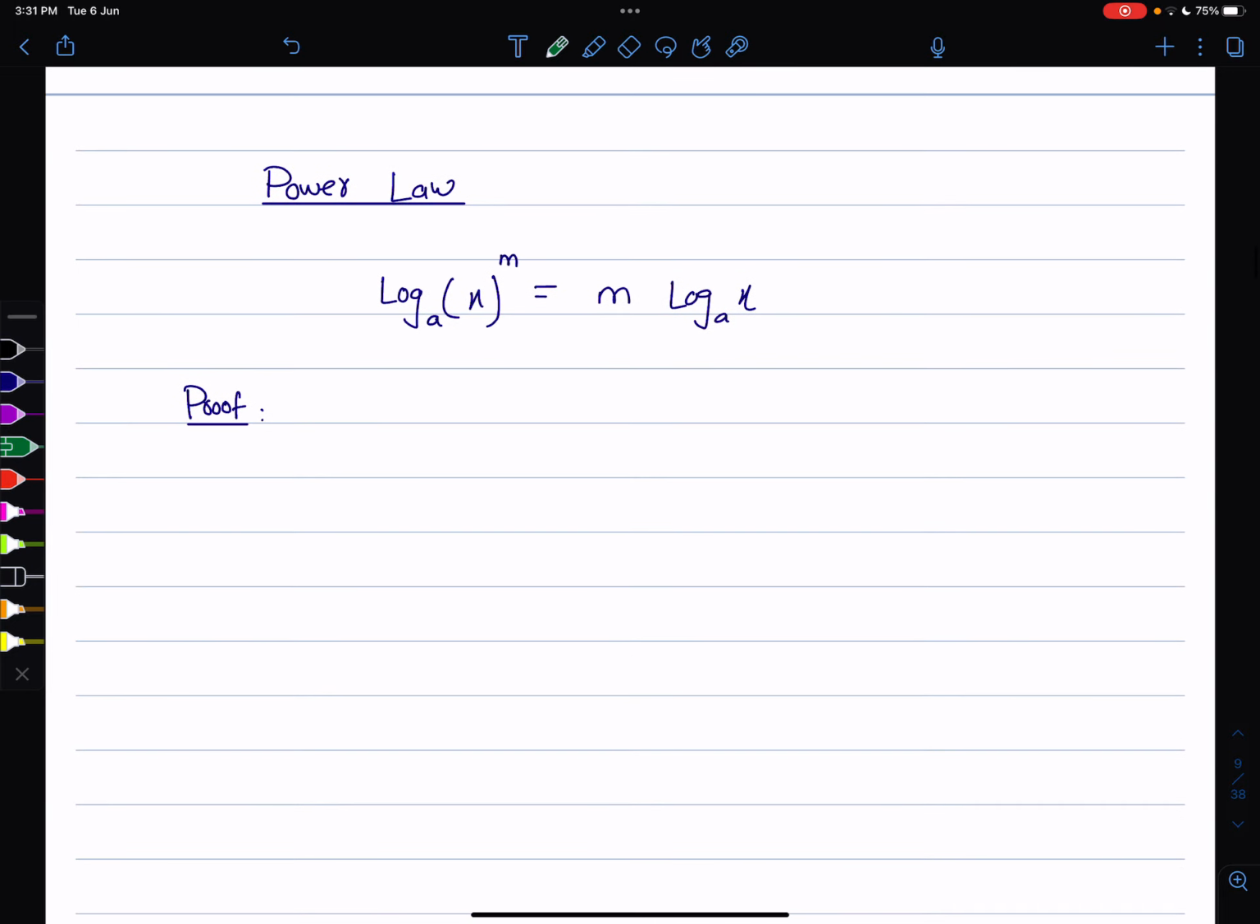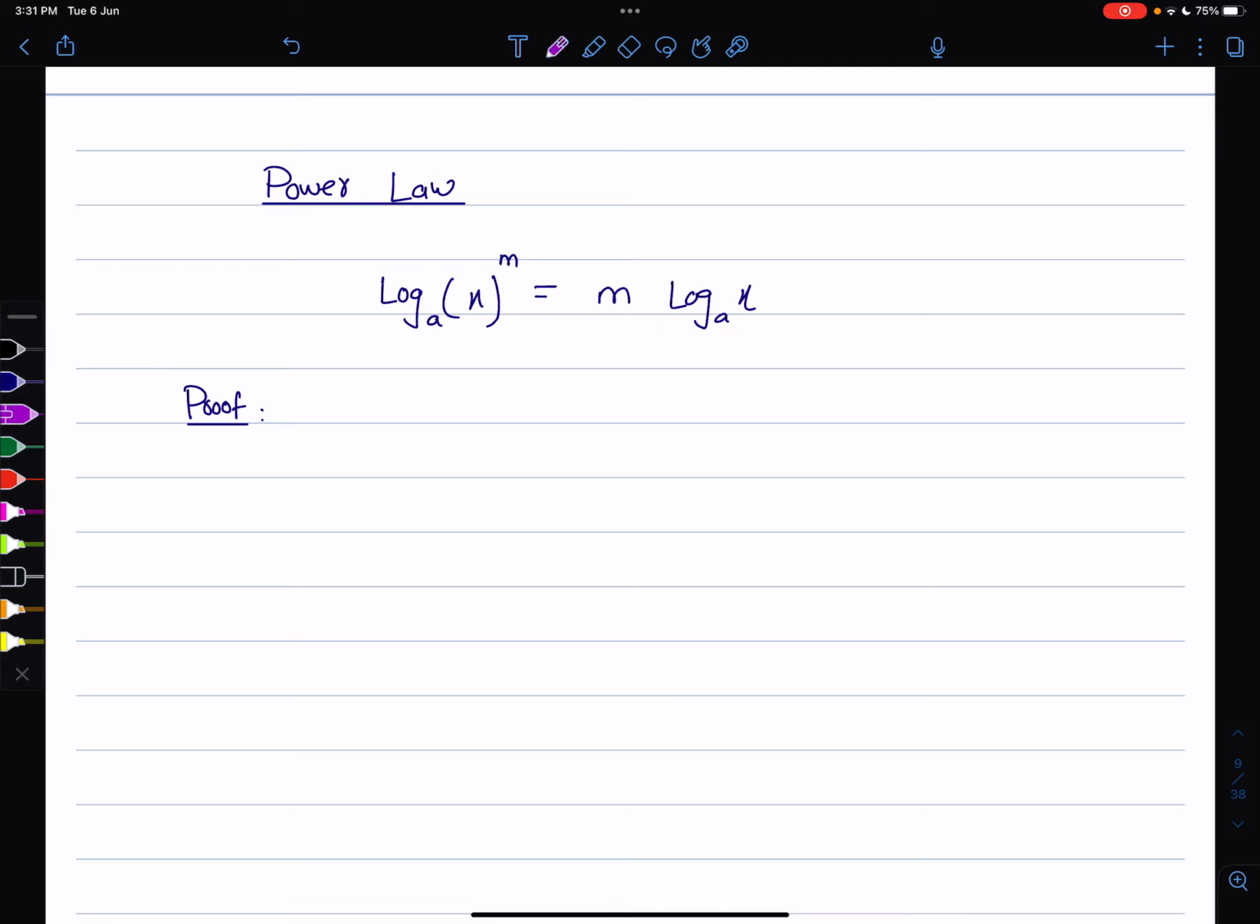Now let's consider the power law. The power law says log to the base a of x to the power of m can be expressed by bringing down the power m on the left hand side, so it is m times log a of x. And why is that so?